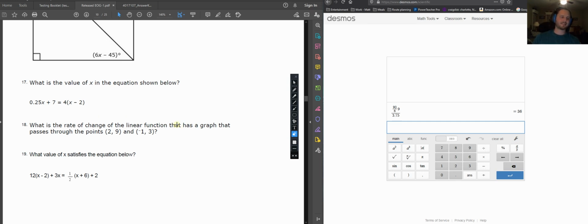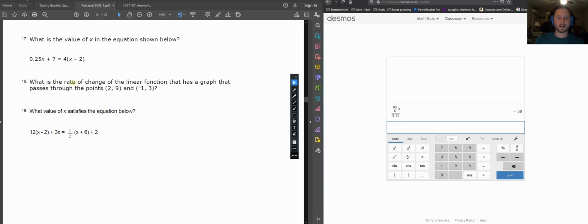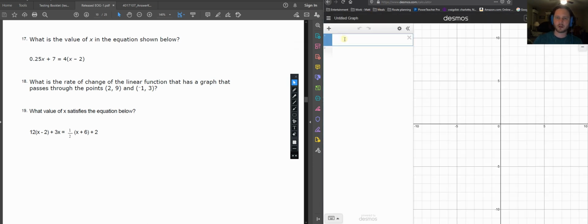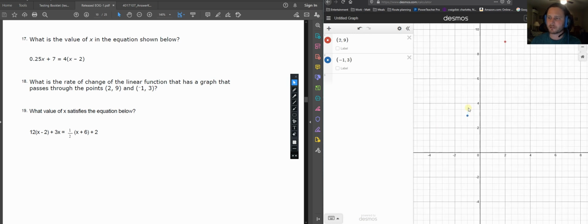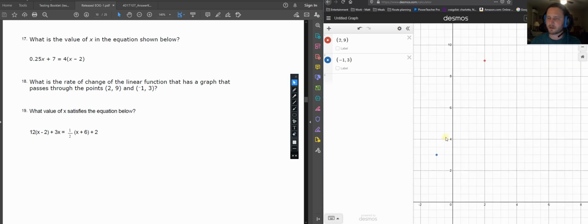For number 18, it's asking what is the rate of change of the linear function that has a graph that passes through those two coordinates. Okay, rate of change, it's just referring to slope, and we can use our graphing calculator for this. We can plot these two coordinates. So we have 2, 9 for one of our coordinates, and then we have another one located at -1, 3, right here. And I'm going to zoom in a little bit so I can see a bit clearer.